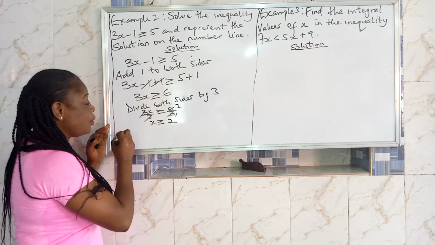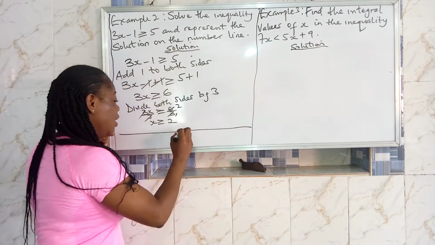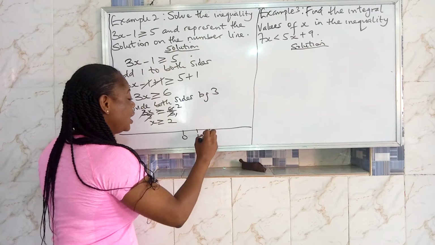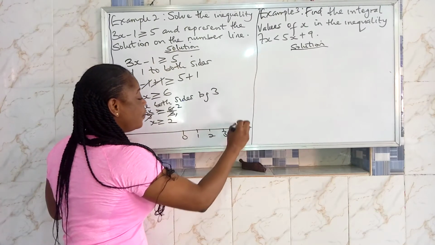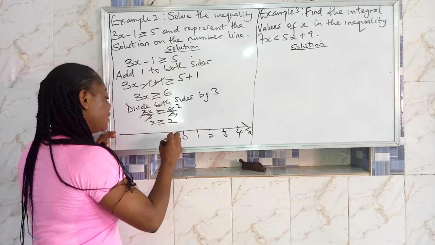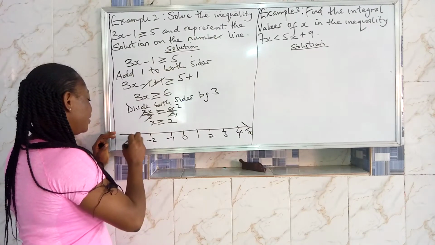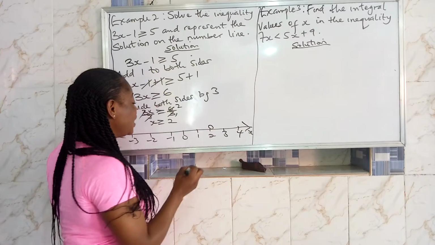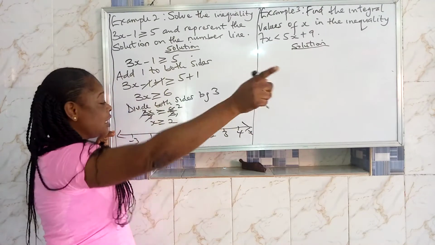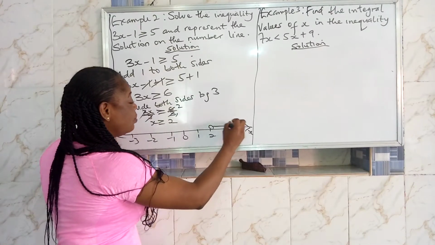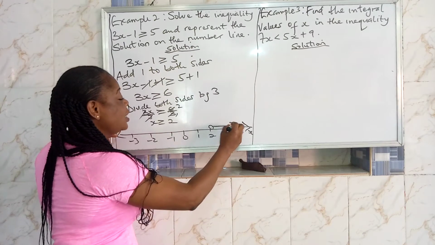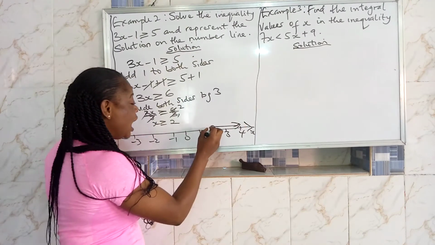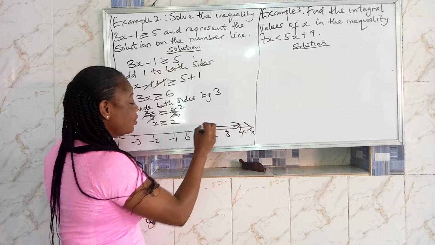Remember the question says I'm going to show this on the number line. So here I have 0, 1, 2, 3, 4. This is my x, this is minus 1, minus 2, minus 3. So I'll go to where I have 2 and put a small circle on it. This greater than is pointing to this side, so my arrow will be pointing to this side. Because it is greater than or equal to, I'm going to shade this small circle.